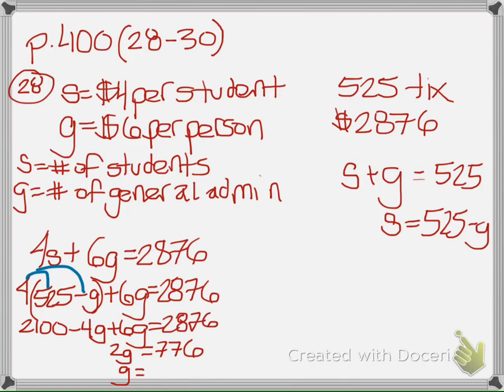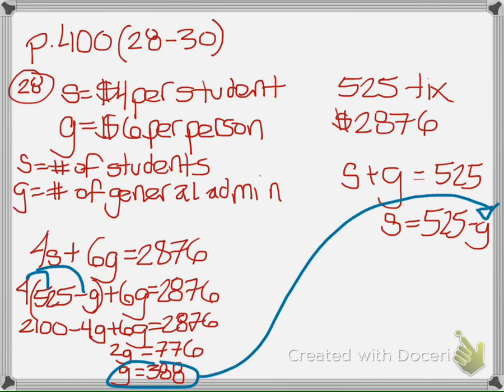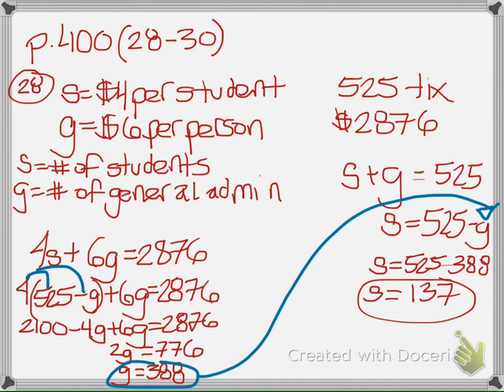I apologize, I misspoke. 776 divided by 2 is 388. Okay, so number of general admission tickets is 388. We take that number and plug into our other equation to figure out what the number of students is. Number of students is 525 minus 388. That means we get S equals 137. And there are our answers. Be sure to plug them back in to check your work to make sure that we got the right answers.